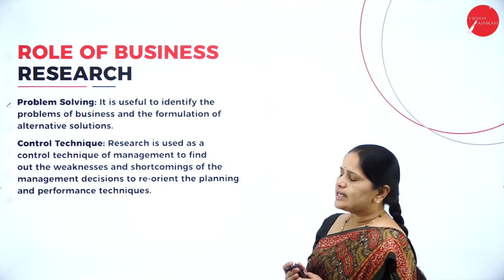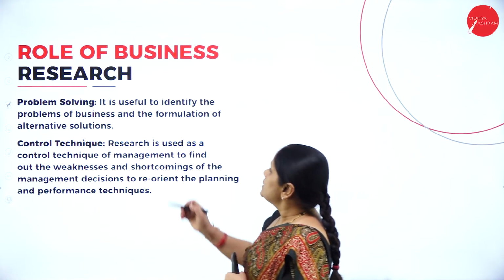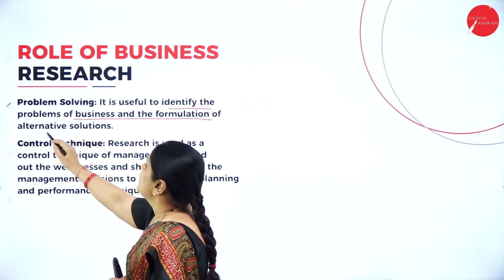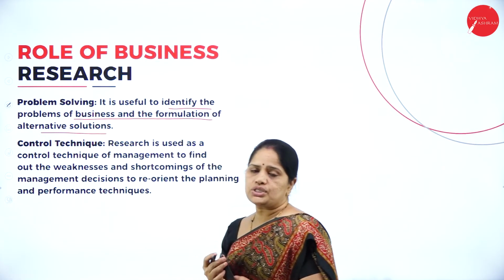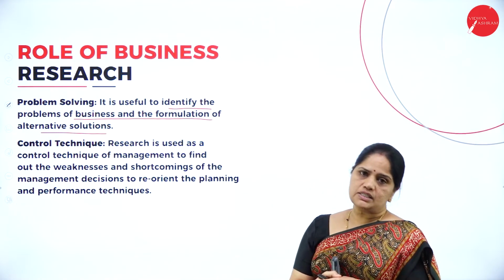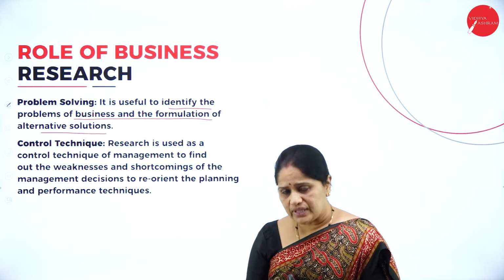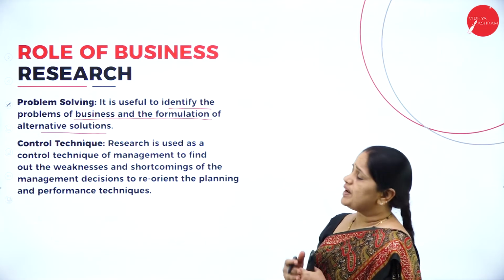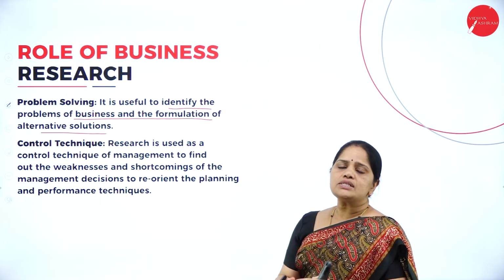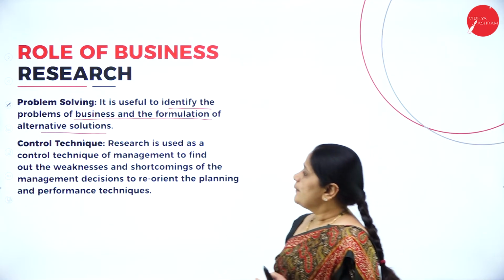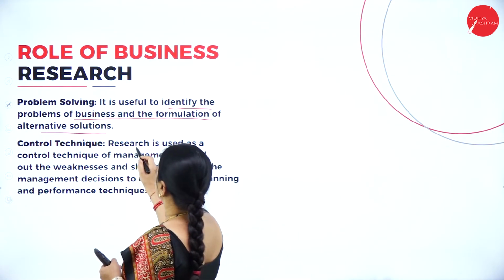Then, the next one is problem solving. It is useful to identify the problems of business and the formulation of alternative solutions. So, whenever business research is being done, it is useful to identify the problems of the business. It will help us identify what the problems are, and also help us form various alternative solutions. Then the next one is the control technique.